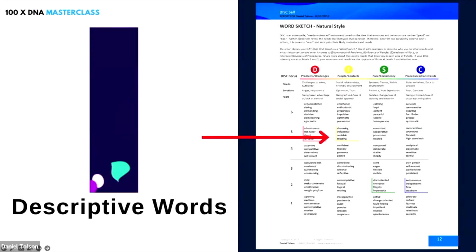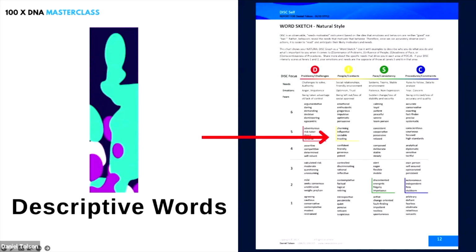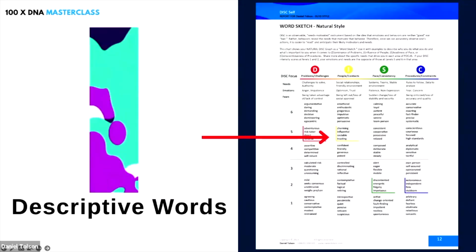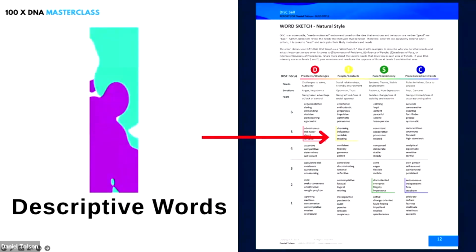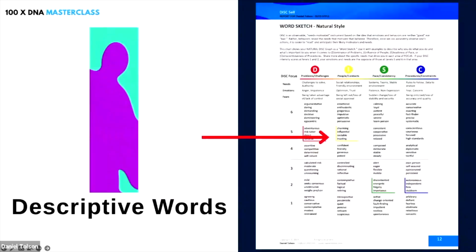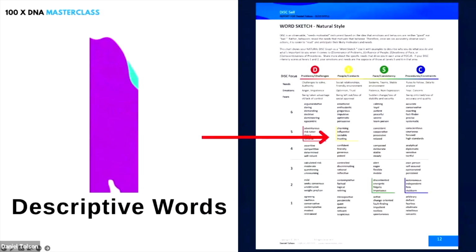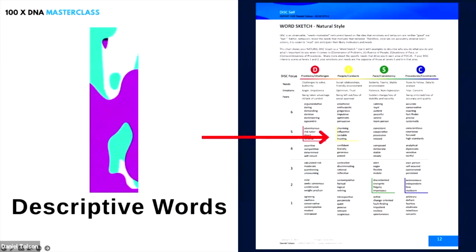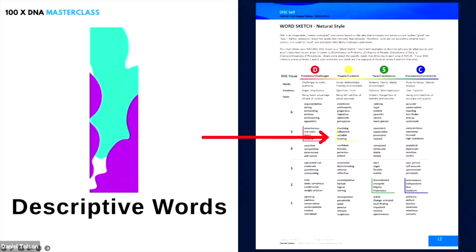So let's have a look at your I style descriptive words. I want you to turn to page 12 of your DISC report. And on page 12, you'll see your word sketch, natural style. When you look at the page, you'll see a yellow box, and that yellow box will have descriptive words of how you approach people and contacts. I want you to choose one of those key words.